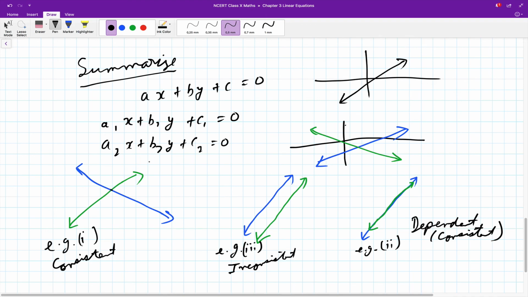A pair of linear equations represents two lines and there can be three different cases. So thank you very much for this lecture, and we will continue with linear equations, solving some more problems in the lectures to come. Thank you.